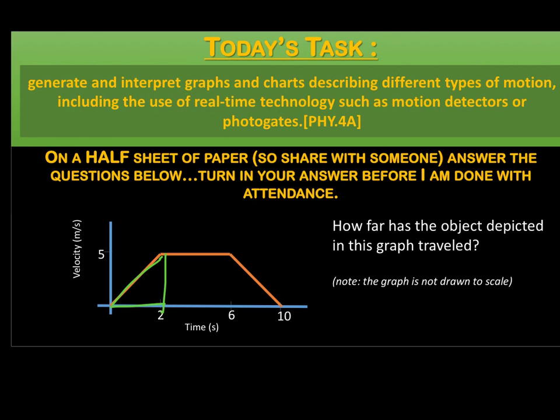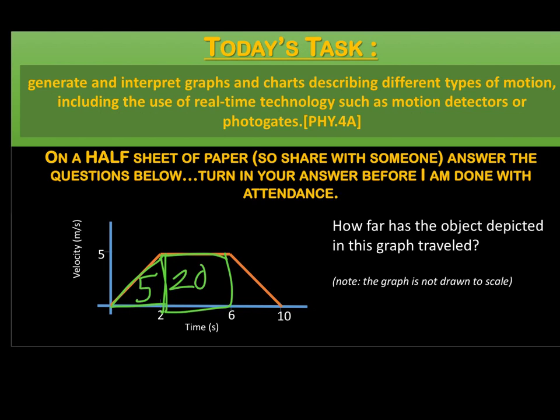So 2 times 5 is 10. Half of that is 5. That's a 5. All right, so there's that triangle. We also have this rectangle. Base times height. What's the base of that rectangle? 4. What's the height? 5. 4 times 5 is 20.